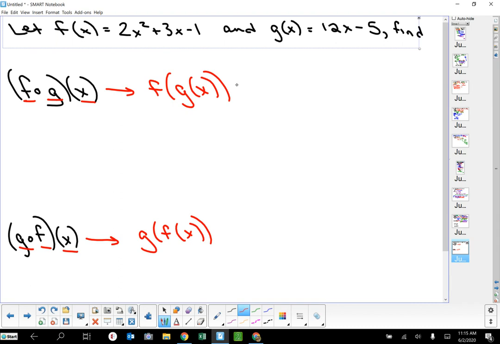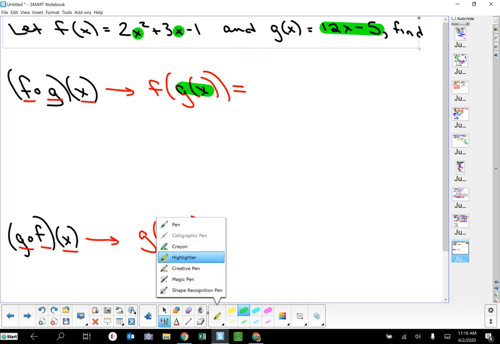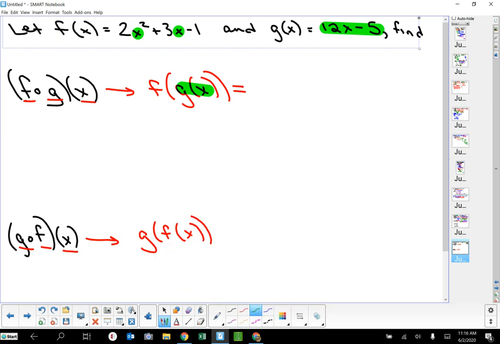All right, and then I like to use this highlighting, and if it helps you to do this, you can. It's not against the law to write things more than once. I know it's not liked by most of my kids, but it's possible. So in this one, I'm going to take g of x, and I'm going to put it into f anywhere that there's an x. So it's going to go into both of those locations, right? This guy is going to go here, and it's going to go here.